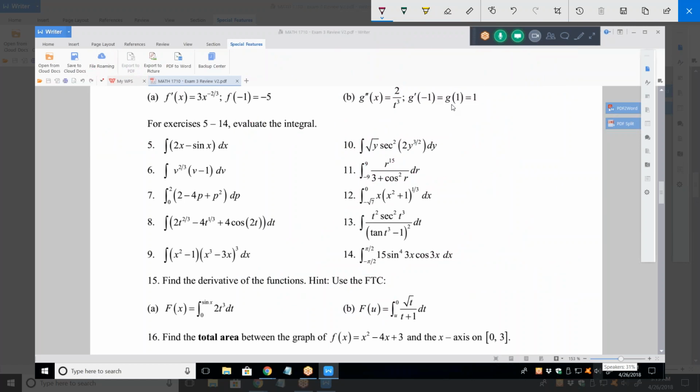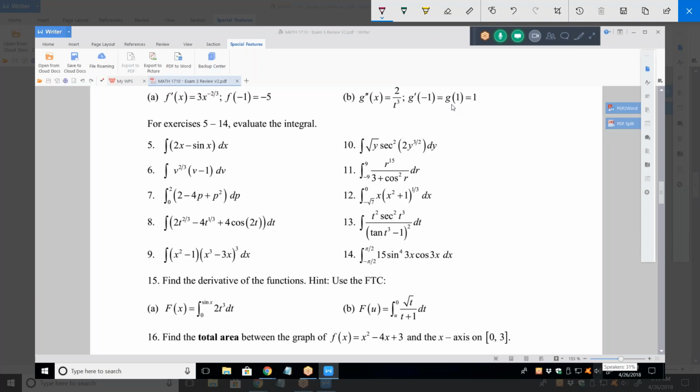12. Any possibility of... This one, what's that? This made no sense to me when I was trying to do it. Well, you haven't had integration by parts yet, correct? Or have you? I don't think so. Okay.